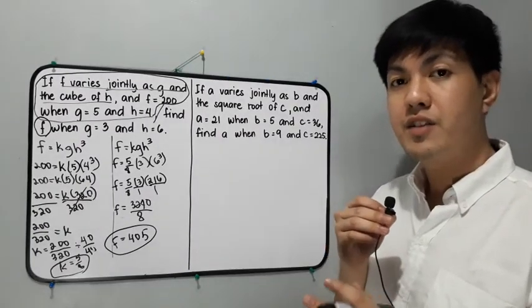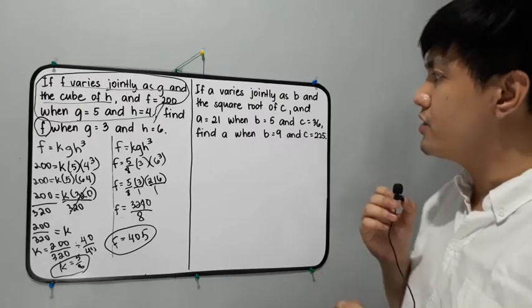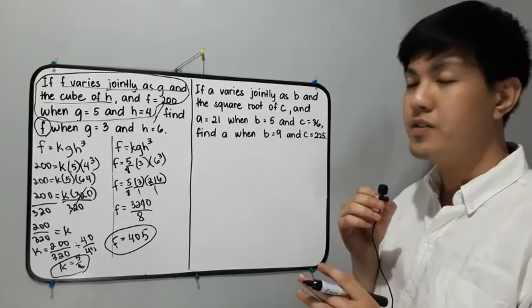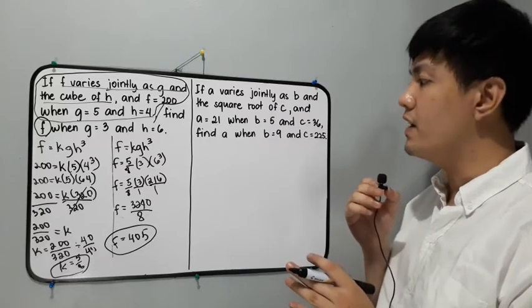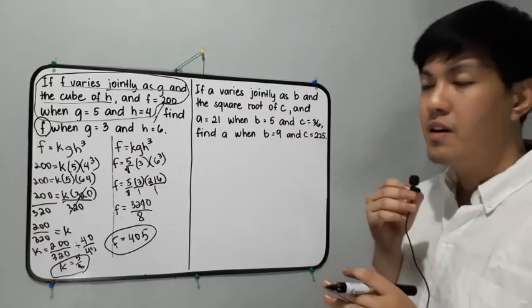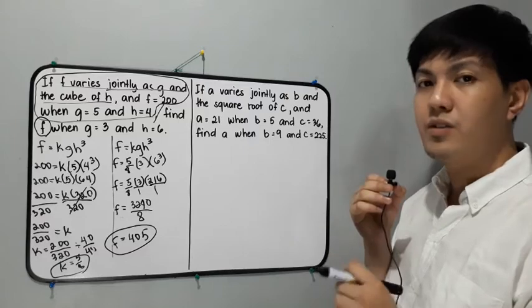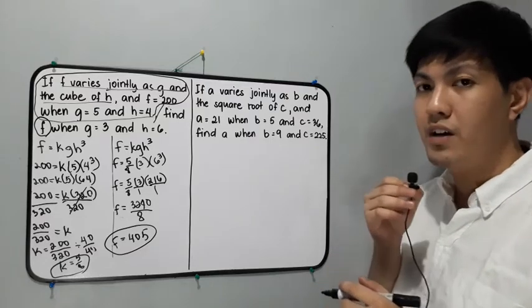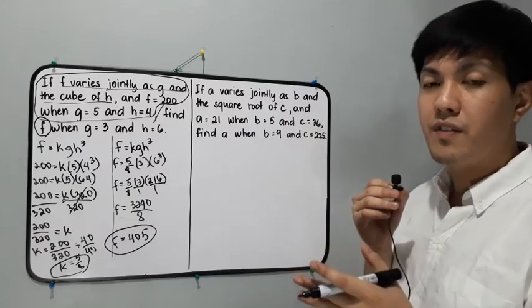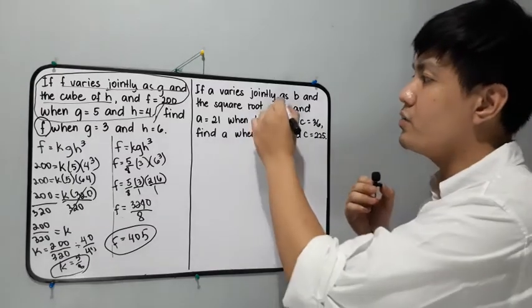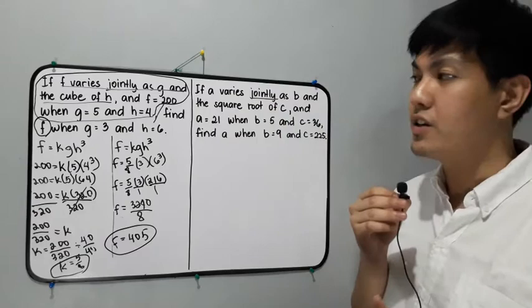Let's have another example. If a varies jointly as b and the square root of c, and a is equal to 21 when b is equal to 5 and c is equal to 36, find a when b is equal to 9 and c is equal to 225. Again, the first step is to identify the given variation. And again, this one is a joint variation.